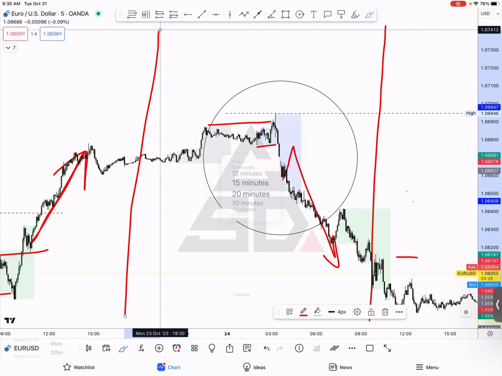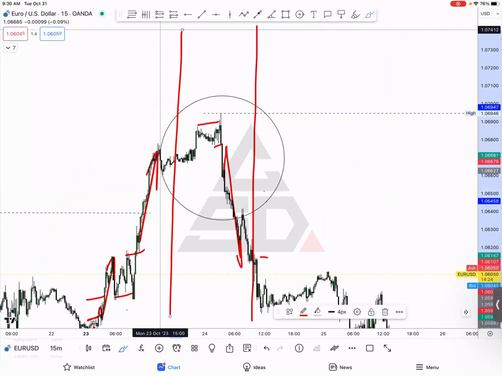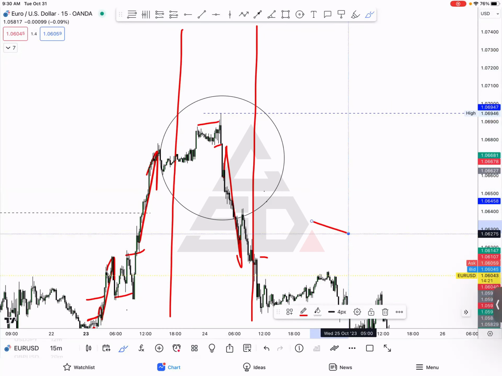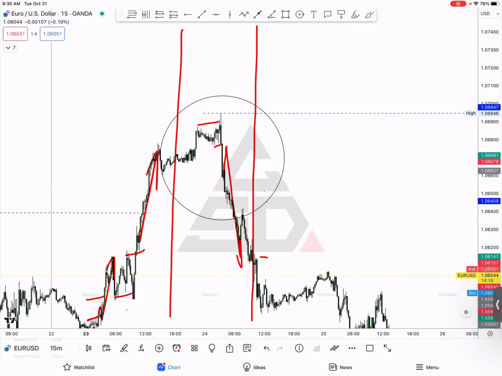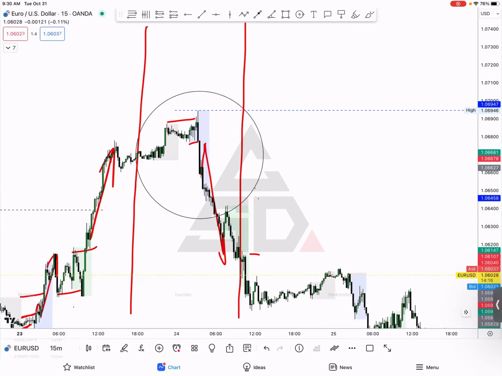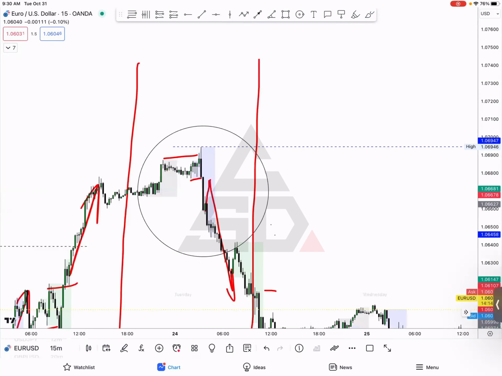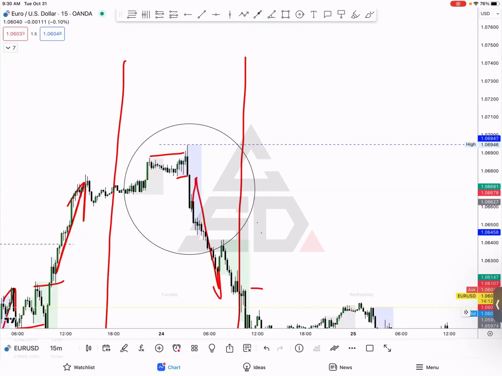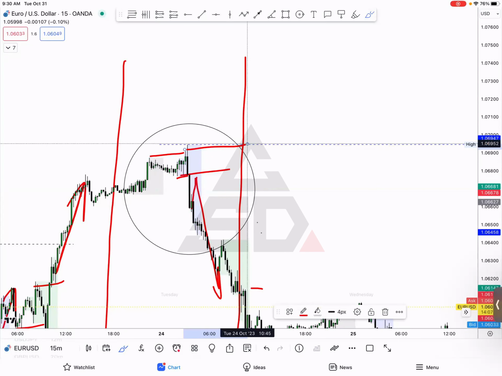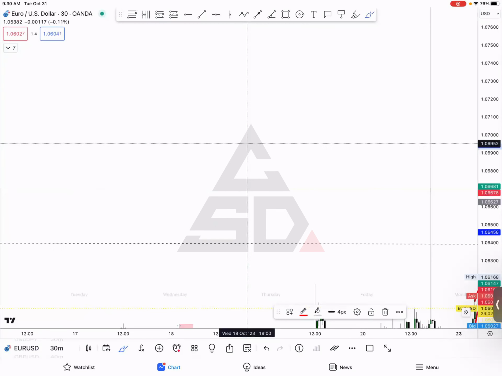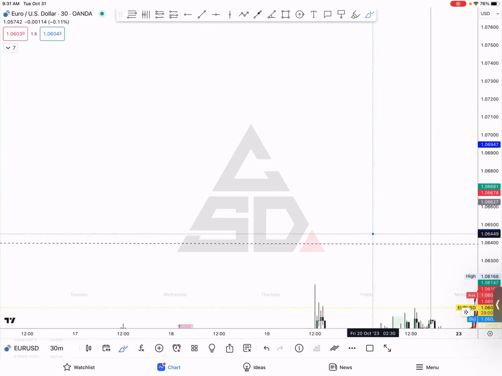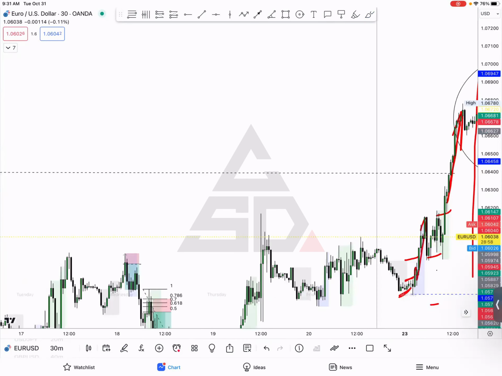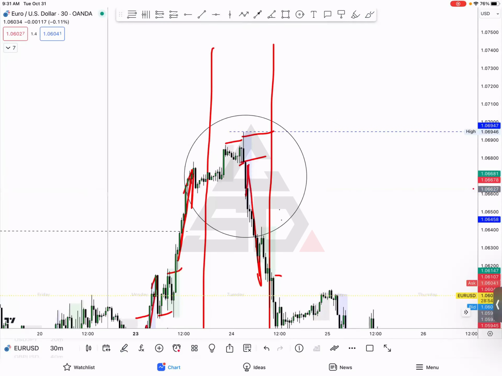Let's go to a 15-minute, and you will see what I'm telling you about right now. See, on a 15-minute time frame, what does that look like to you? An order block. See, that's the order block. 30-minute time frame. Order block. See, you see the order block? Can you spot it?